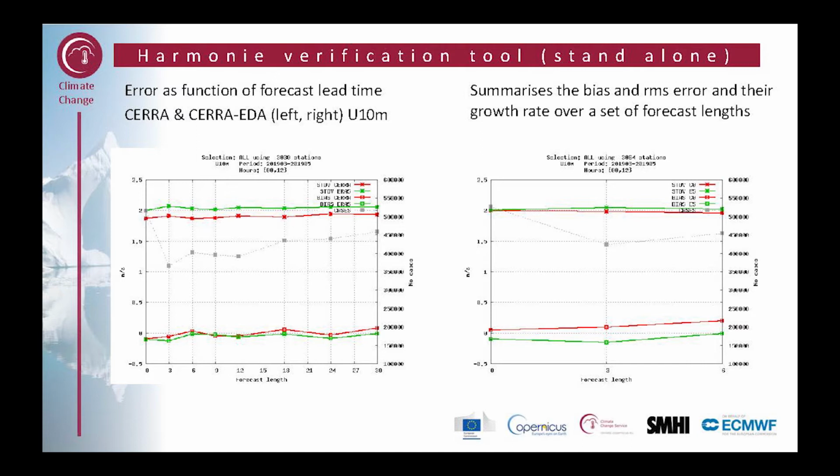For the high-res, for the EDA, it looks a little bit different for the bias. Better in the beginning, but then a little bit worse in the end. But the standard deviation is slightly better for CERRA, the number 0.